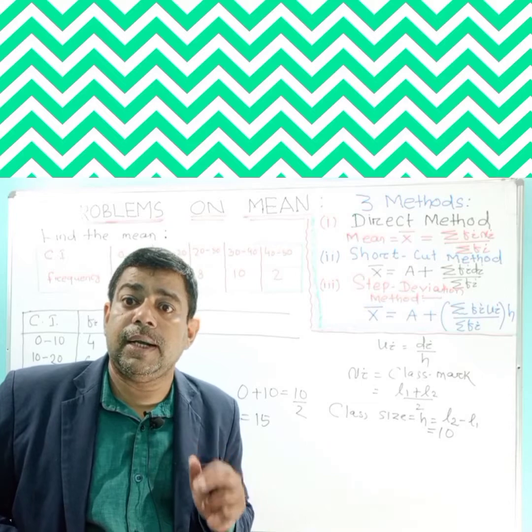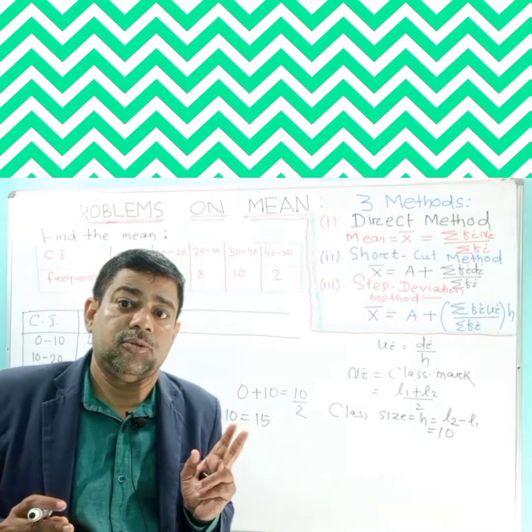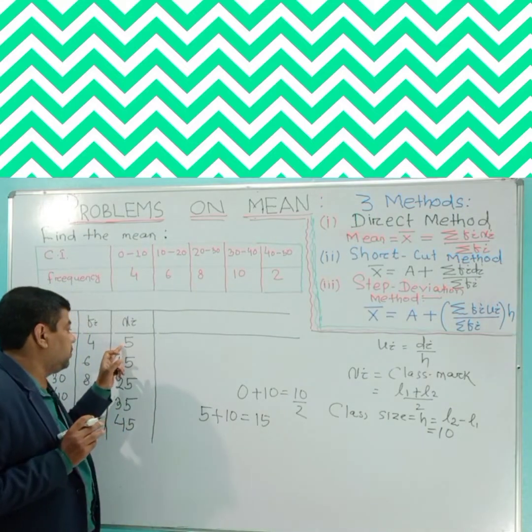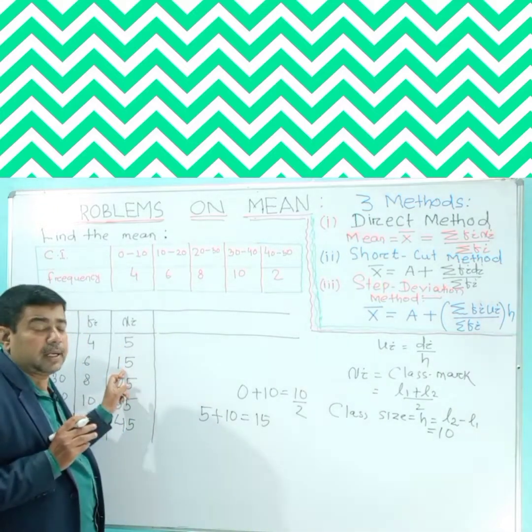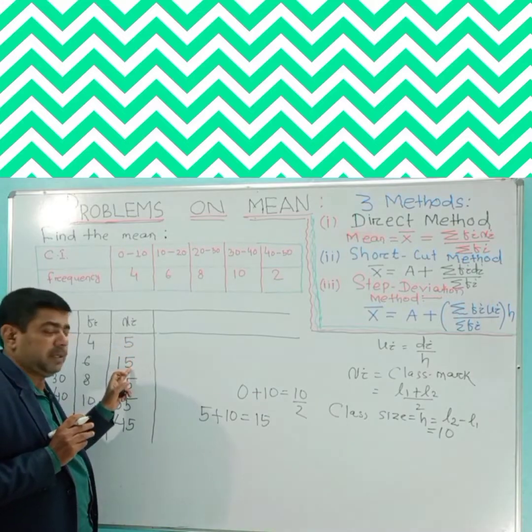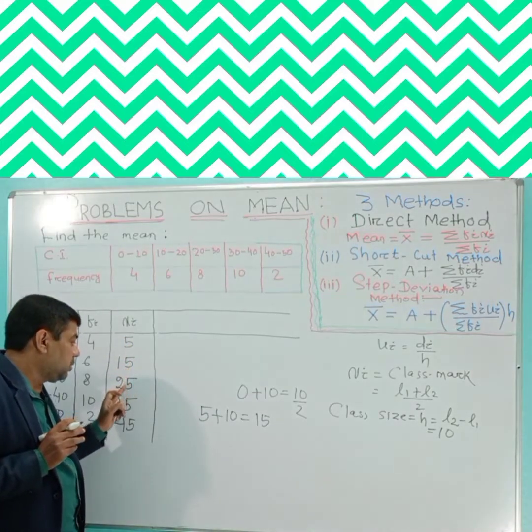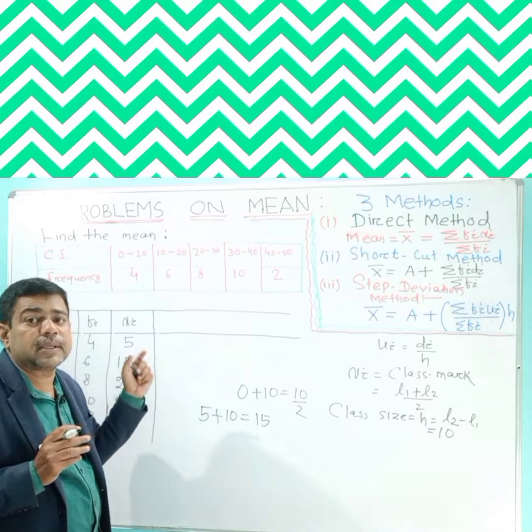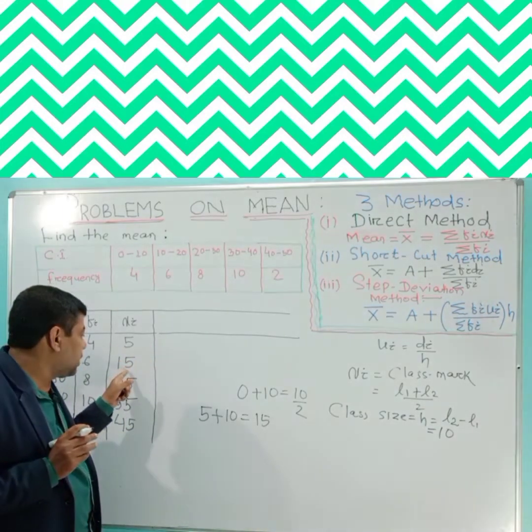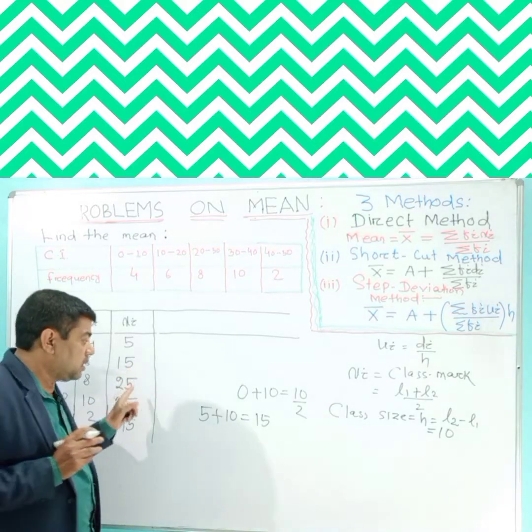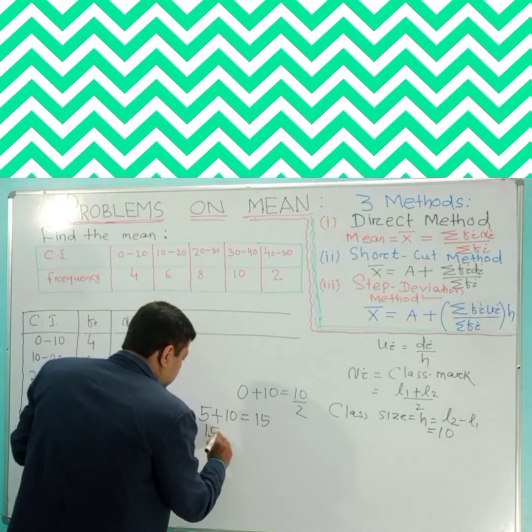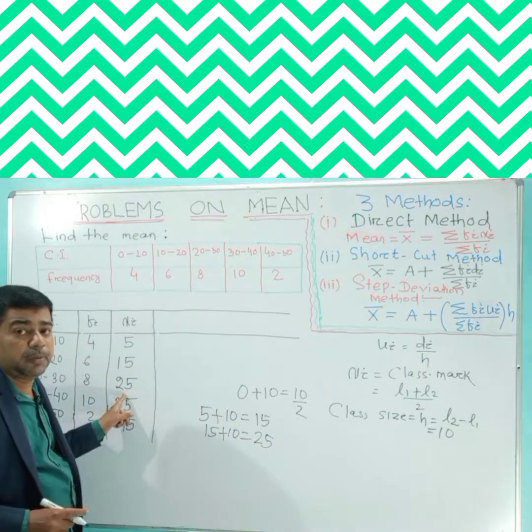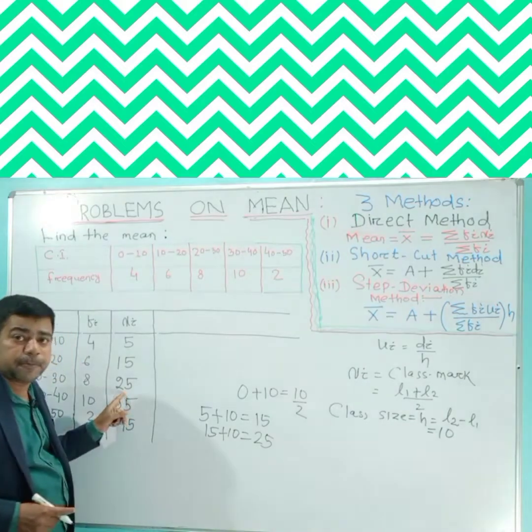And this works under the condition that the class size is the same throughout the class intervals. Yes or no? Similarly, you see clearly that 15 is the class mark of the second class interval, 5 plus 10 is 15. Similarly, you can find the class mark of the next class interval just by adding 10 to the previous class mark. The previous class mark value is 15, so 15 plus 10, how much? It's 25. And you can clearly see that 25 is the class mark of the next class interval.